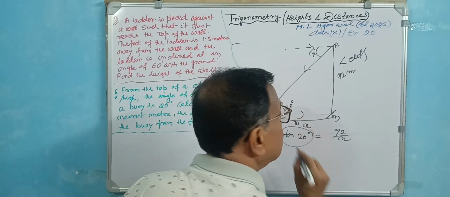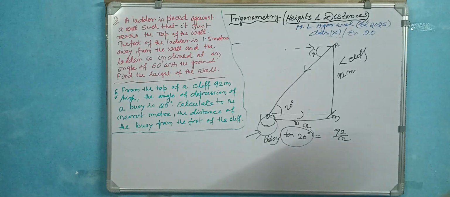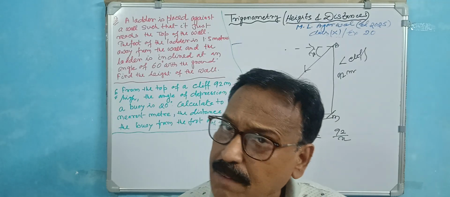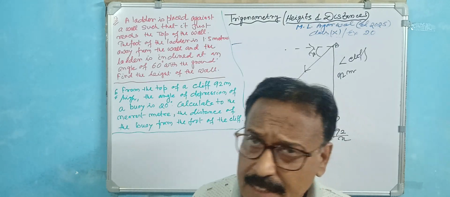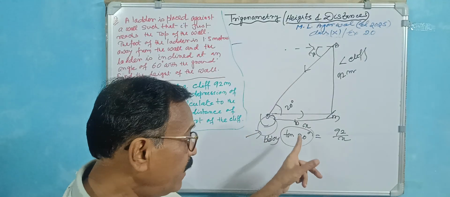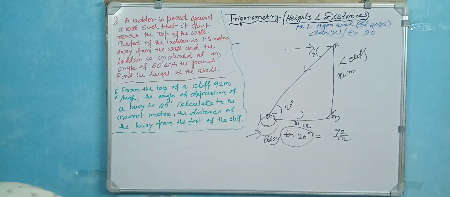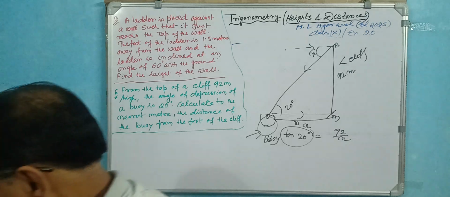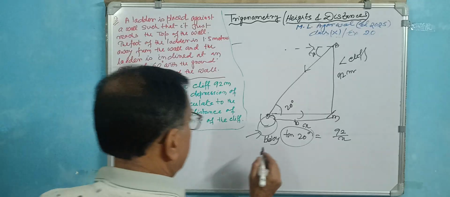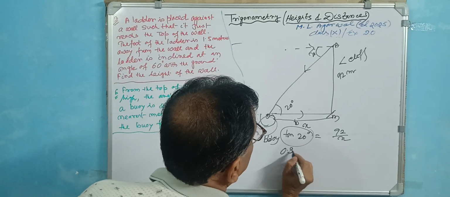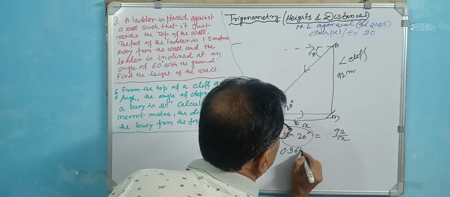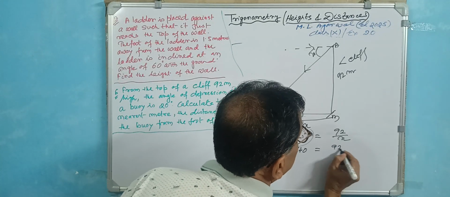Now, what is the value of tan 20 degrees? The trigonometrical table is supplied in the exam hall. You don't remember this, so from the trigonometrical table, 20 degrees 0 minutes. What is the value? 0.3640. This is the value. So this is 92 by x.